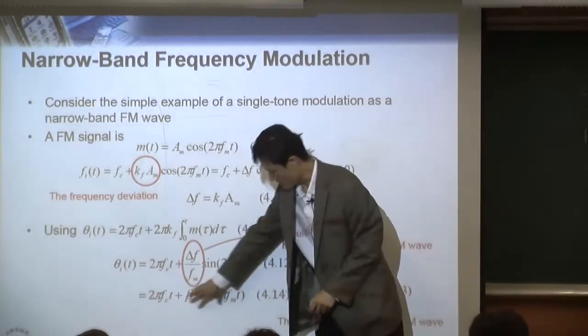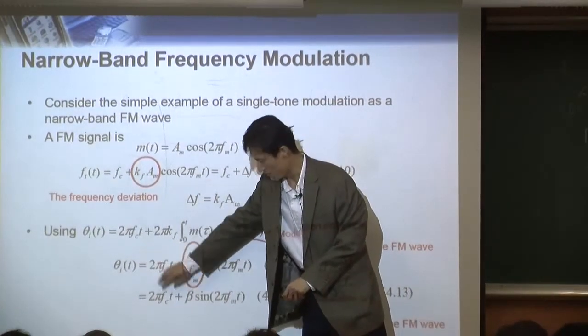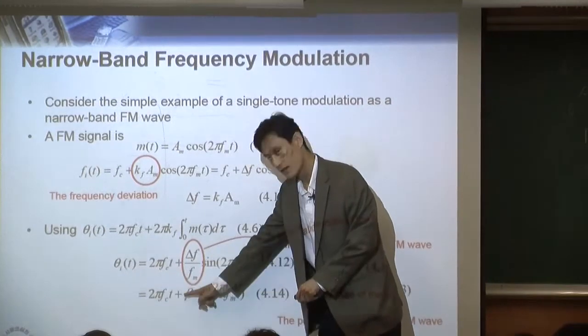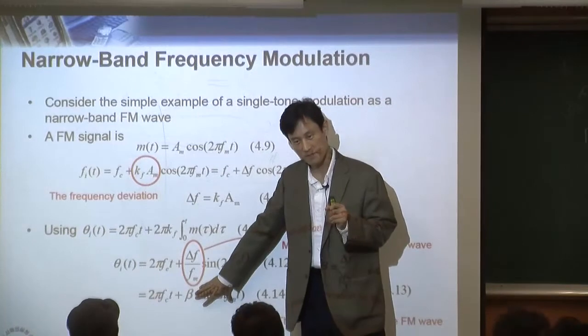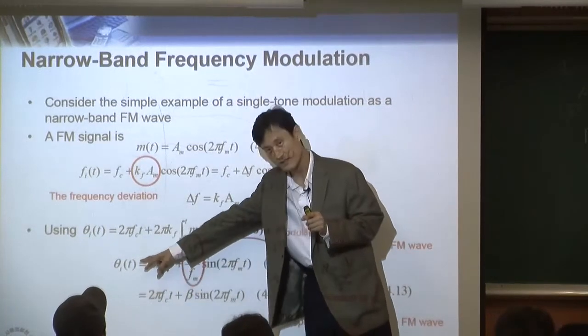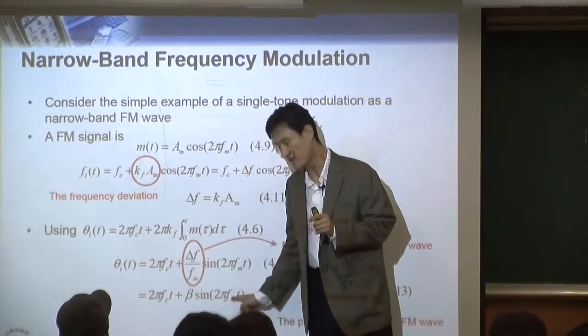But when you look at here, this is the angle. Angle, so 2 pi fct plus something. And this something here is a phase, because this is an angle. Angle is like 2 pi fct plus phase. This is a phase term.